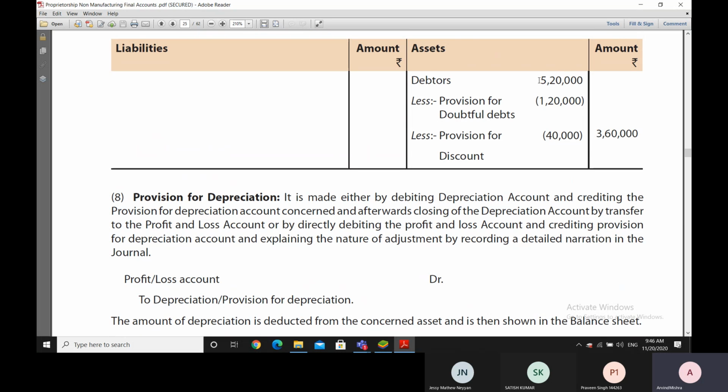That out of the total debtors of 5,20,000 rupees, I think that 1,20,000 will turn bad, and therefore I've created a provision. So I'll reduce this 1,20,000, not expecting them to pay, and then I have also created a provision of 40,000 rupees, as I have to give a discount to others who are going to pay. So ultimately, having created these provisions out of the debtors, I'll be left with expected payments of 3,60,000 rupees, which I'm expecting that I will get back.